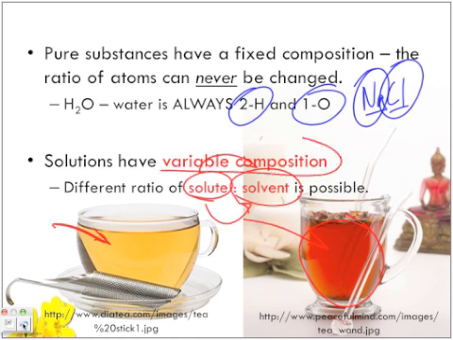And that will cause this variable composition. But in the end, if we're mixing the two things together, whatever is making up the solute is a pure substance. Whatever's making the solvent is yet another pure substance. And when we mix them together, whatever that ratio happens to be, that can actually be variable. So that can change.